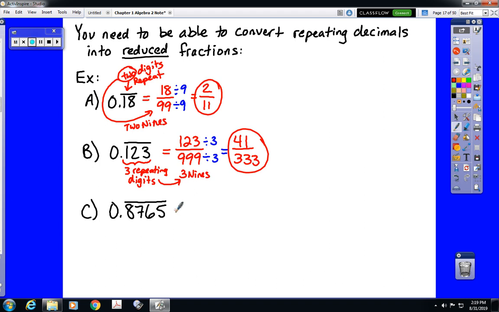So on the last one, same idea. We have 4 repeating digits, so 8765 over 9999, 4 nines. 8 plus 7 plus 6 plus 5 shows us that it is not even divisible by 3. So we do not need to check. It should not reduce. That should be our answer for the final problem.